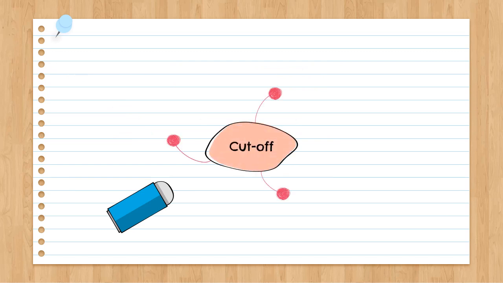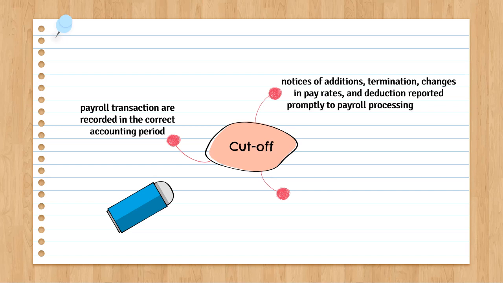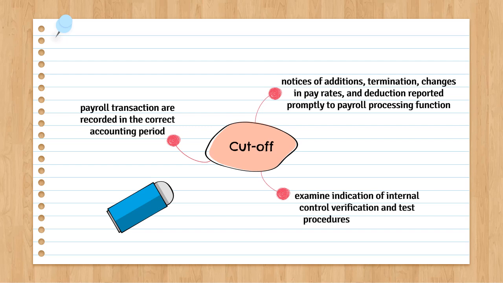Next, cut-off. This means that payroll transactions are recorded in the correct accounting period. Notice of additions, terminations, changes in pay rates, and deductions should be reported promptly to the payroll processing function. The auditor will examine the indication of internal control verification and test procedures for processing time or work records and for recording liabilities.